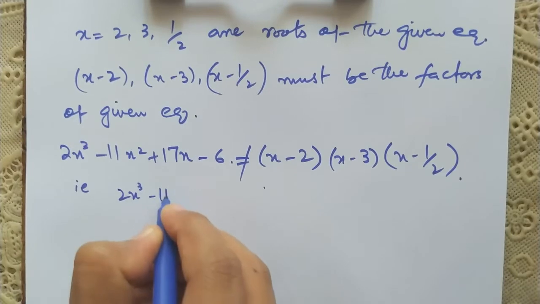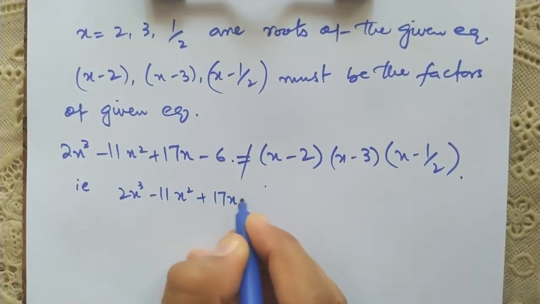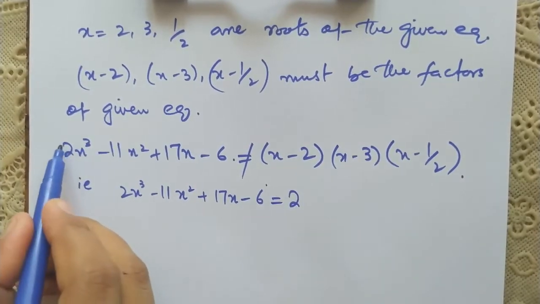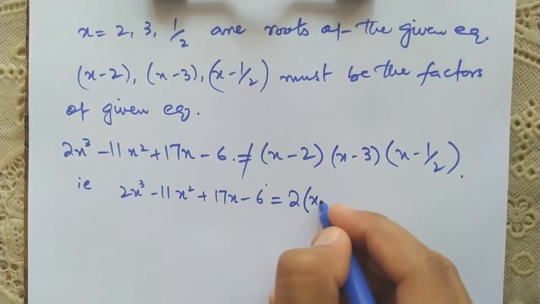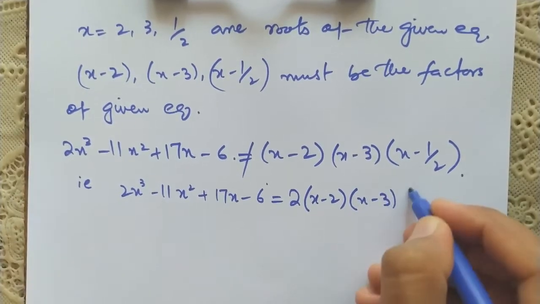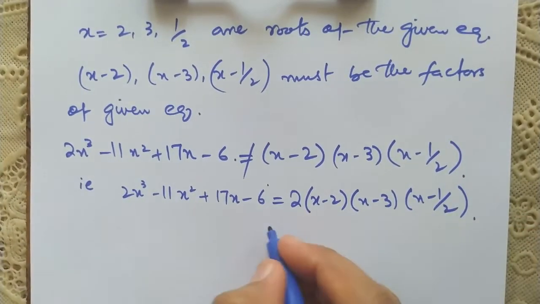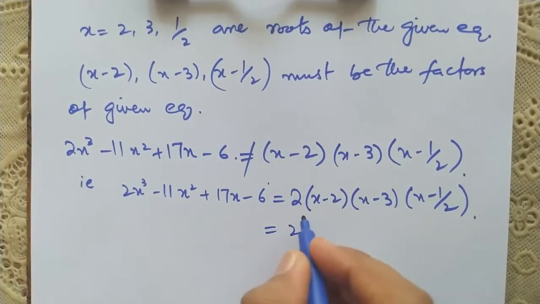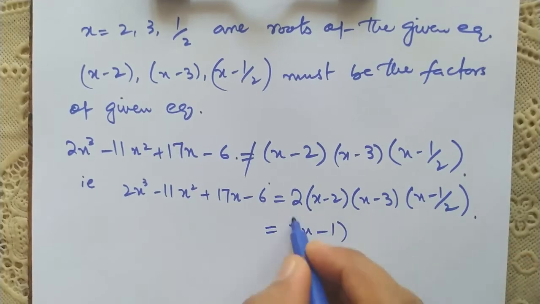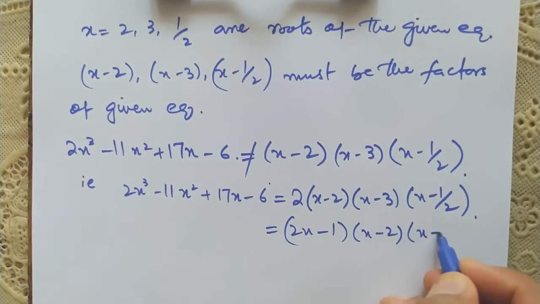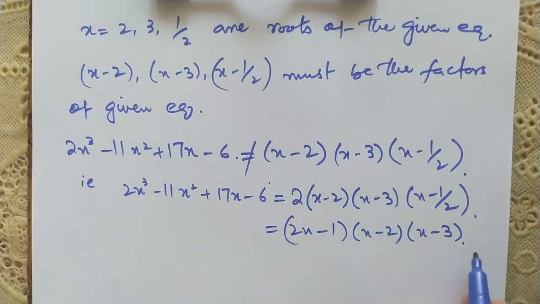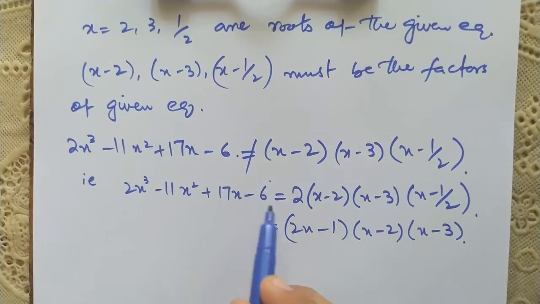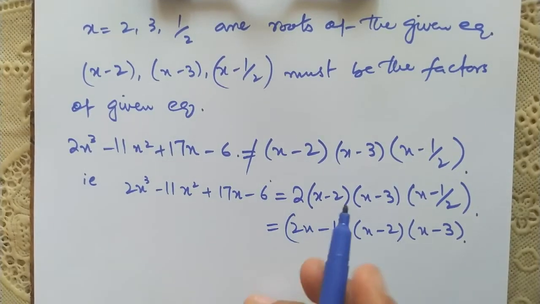2x cube minus 11x square plus 17x minus 6 is equal to 2 times. The coefficient of x cube will be 2. So 2 times x minus 2 times x minus 3, x minus 1 upon 2. Or you can multiply this 2 by this factor. You have 2x minus 1 times x minus 2, x minus 3. Now when you multiply these 3 factors, you will get the same equation, 2x cube minus 11x square plus 17x minus 6. You can convince yourself by multiplying these 3 factors.